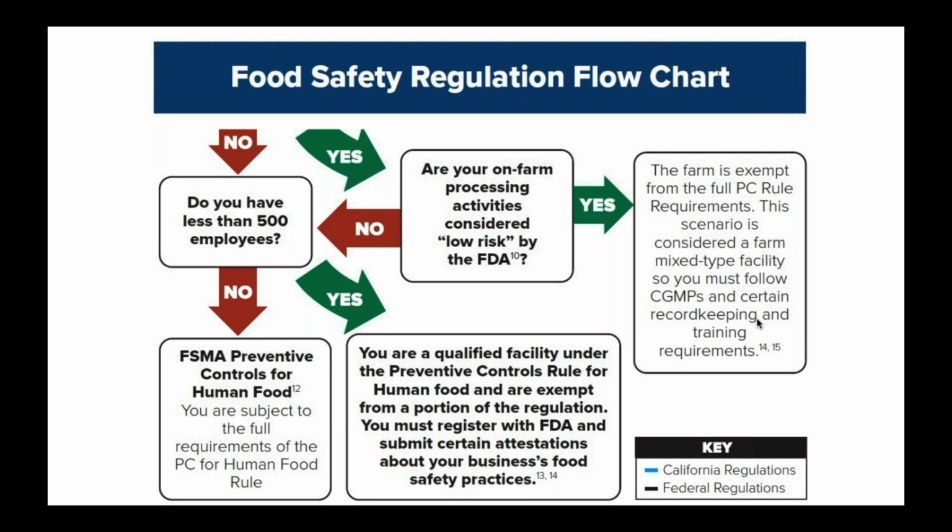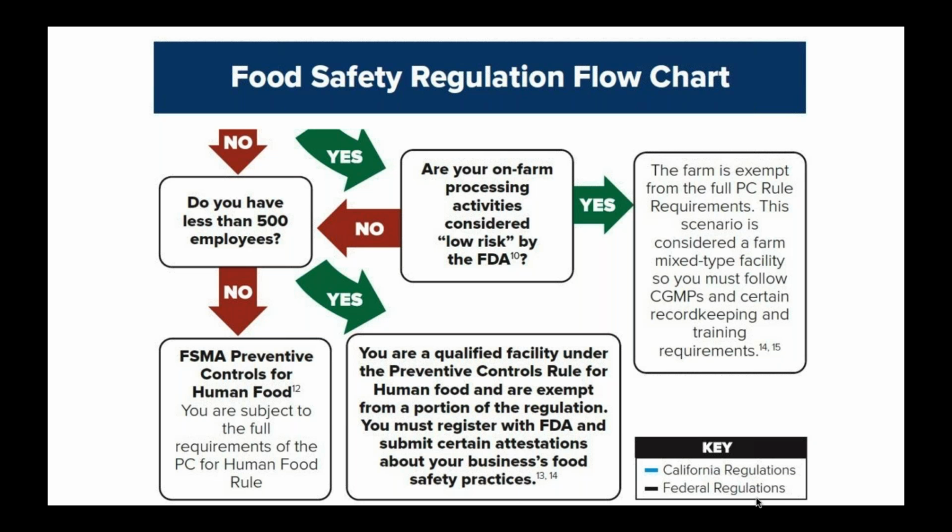Since we are not on that low risk list, we answer no to that question and move over to the next question in the flow chart. Do you have less than 500 employees in your business? Yes, we're a very small producer of salsa, so we have far less than 500 employees. That leads us down to this box. You are a qualified facility under the preventive controls rule for human food and are exempt from a portion of the regulation. You're still required to register with FDA and submit certain attestations about your business's food safety practices.